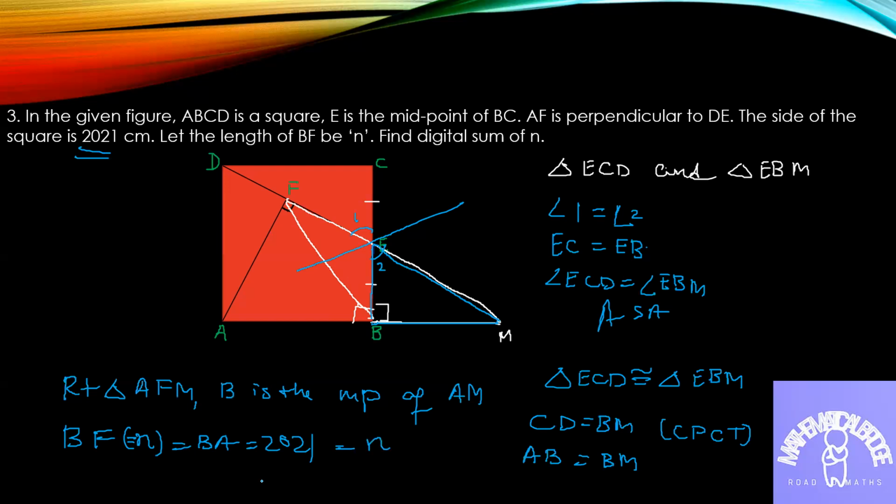So the digital sum of 2021 is nothing but 5. So 5 is the answer. S of 2021 is equal to 5. So 5 is the answer to this question. So this was a pretty hard question. Not hard, it was a medium question. So if I tag it, it will be medium.